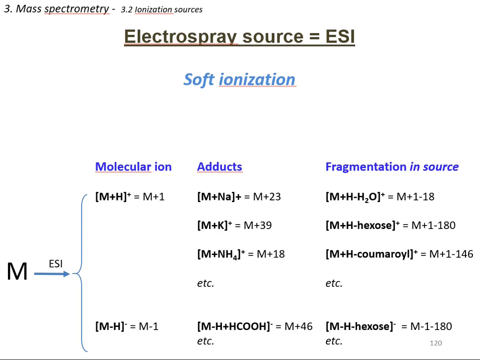And in negative mode, you can have M minus H plus formic acid. Formic acid is an additive that we use in chromatography. So we add it to the solvent for different reasons I won't talk about here. And then you can have a negatively charged molecule with a mass which is the mass of the molecule plus the mass of HCOOH minus the mass of H. So it makes M plus 46.